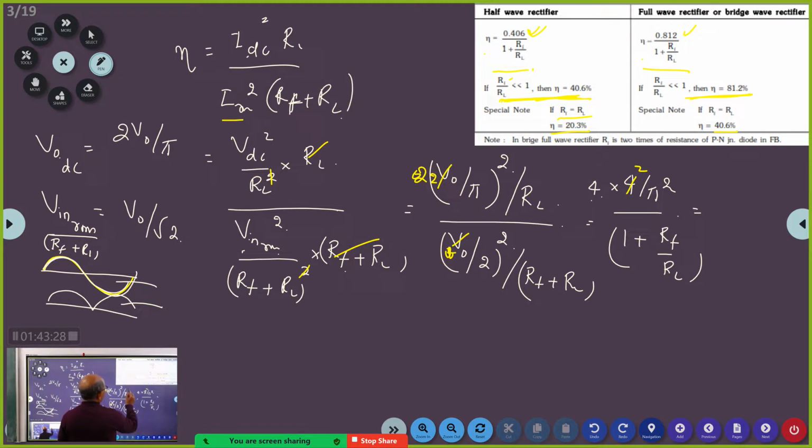And this RF value, in the bridge rectifier, the current will flow through 2 diodes at a time. So this RF value, you take it as 2R. Got it? Yes.